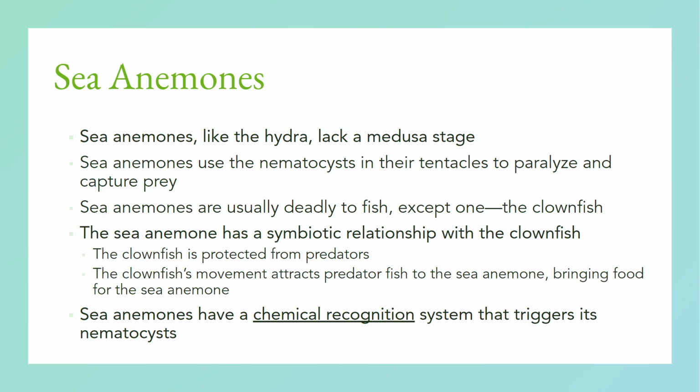The sea anemone actually has a symbiotic relationship with the clownfish. It's protected from predators, and then the movement of the clownfish around the sea anemone actually attracts other fish to the sea anemone, and that's food for the sea anemone. So that's going to be a mutualistic relationship, which is a type of symbiosis where both organisms benefit. Sea anemones actually are able to chemically recognize the clownfish and therefore not trigger its nematocysts. We're not sure exactly how this symbiotic relationship evolved to specifically not target the clownfish, but it is one that's very fascinating and does exist.